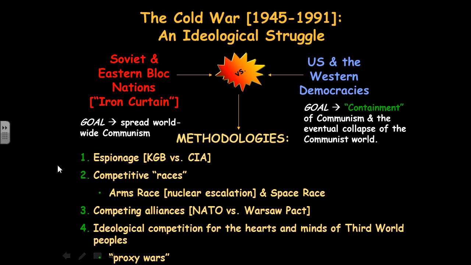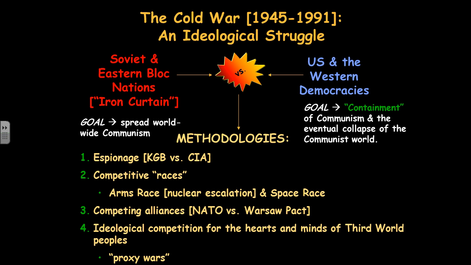We're also going to engage in a series of competitive races. So I already mentioned the arms race, or the escalation over who's got the biggest and the baddest nuclear weaponry. That one's going to go on for about 15 years, and it's going to bleed into the space race, the competition over who has the best space technology. That's going to kick off in 1957 with the launch of Sputnik. We've got competing alliances, and we're going to use those competing alliances to fight for the hearts and minds of the rest of the world.